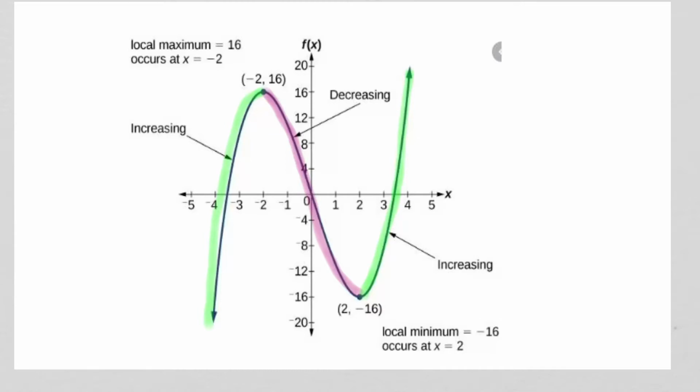So we can see at this point here, we're switching from increasing to decreasing, so we have a local max. At this point here, we can see we're switching from decreasing to increasing. Here we have a local min. So that's your first derivative test, looking at the sign of f prime to determine whether you have a local min or a local max at a critical value.